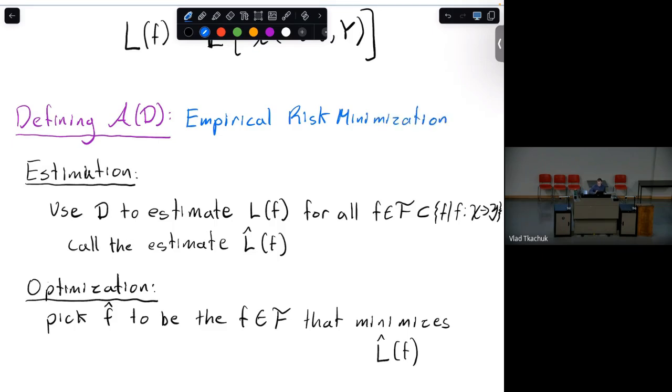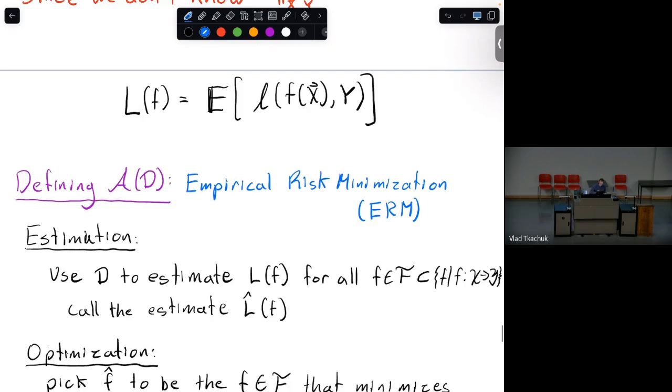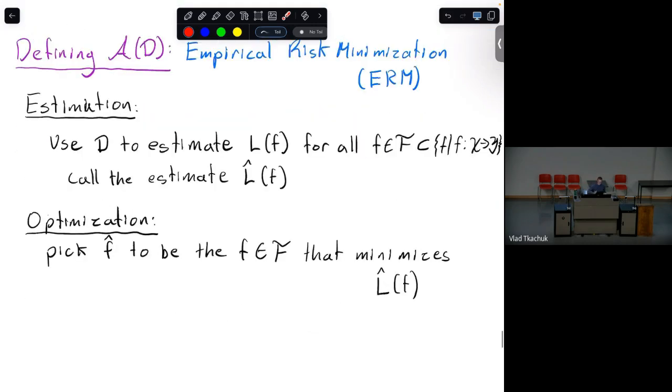Okay. And for short, you might hear something like ERM. And what is this risk business? Well, it turns out that people will often call this thing the risk as well. Expected loss, risk, they use the same word for it. So what are we doing? We're doing this empirically, which means we're using data. This is the empirical part. We're minimizing the risk. So we're minimizing the empirical risk.